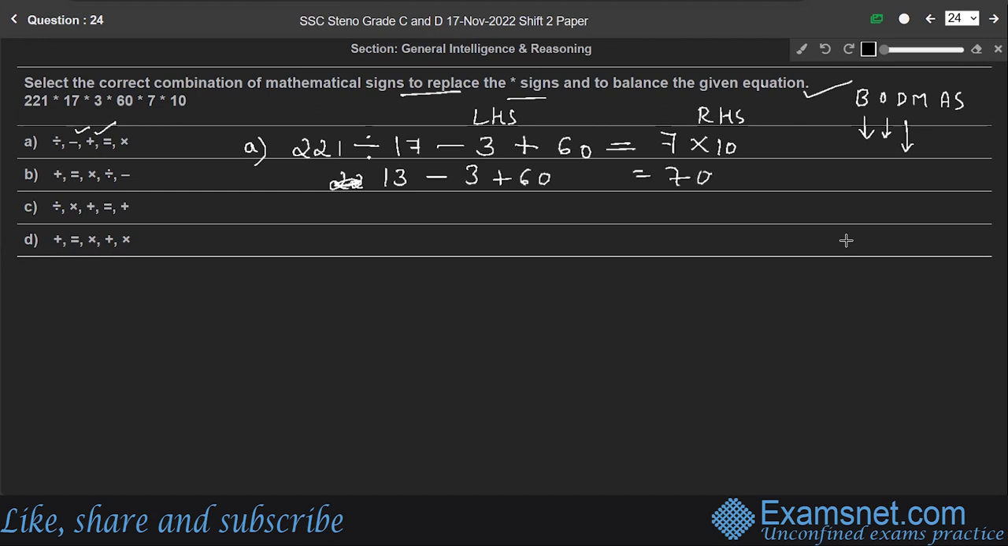So while solving this, addition comes before subtraction. So we'll add 13 and 60, which is 73, minus 3 is obviously 70. Therefore, to balance the equation, these asterisk signs should be replaced with the mathematical operations in option A, according to option A. So option A is the right answer.